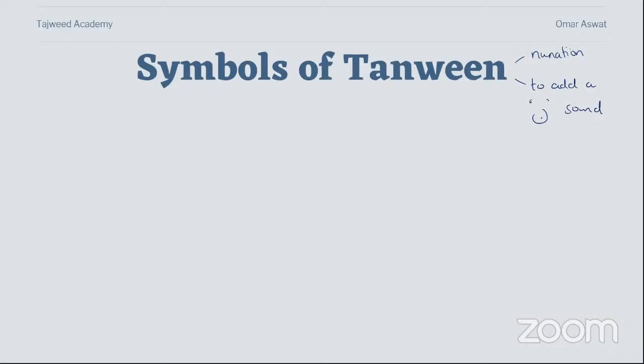So what do we mean by tanween to begin with? Tanween means two of each. So to begin with, you have fathatain, kasratain, and dhammatain. I'll put it here in English.